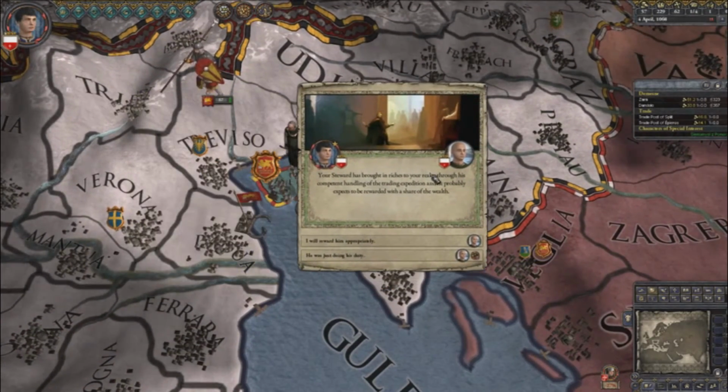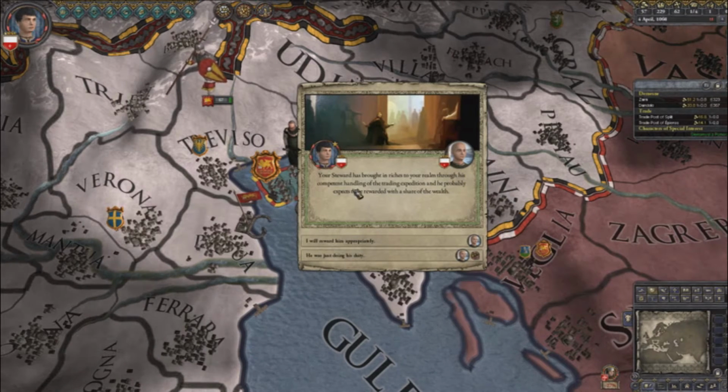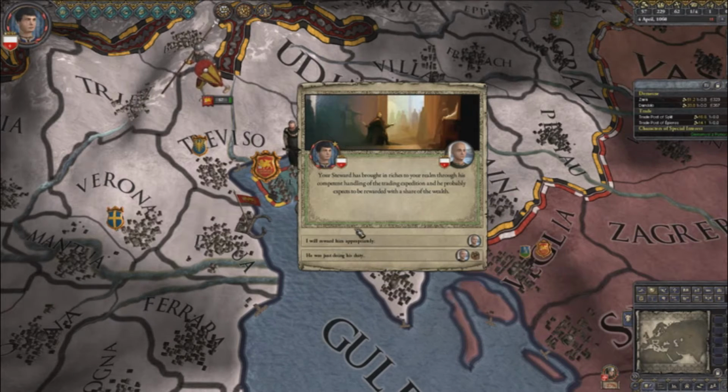Our steward has brought in riches, who is competent handling of the trading expedition and probably expects to be rewarded.